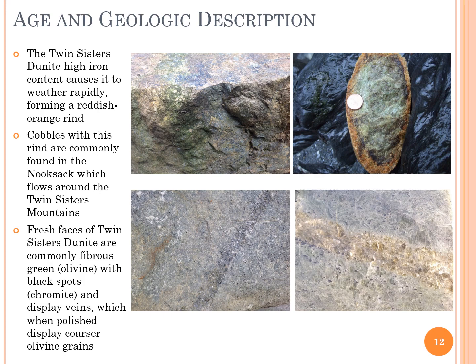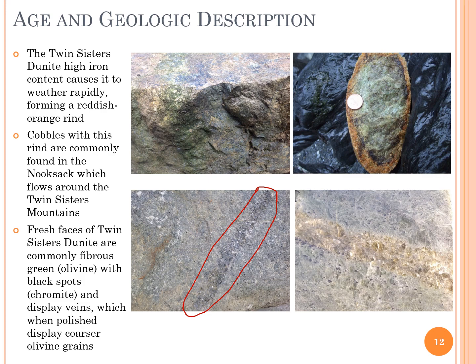Some of the fresh faces of the Twin Sisters Dunite, by a fresh face, I just mean something that's been recently broken away from a weathered outcrop, you can oftentimes see the fibrous green olivine and black spots, the chromite minerals. And also, in certain cases, these Dunite specimens will contain fractures, and those fractures will fill in with 100% olivine, which will crystallize more slowly. And as it cools slowly, these crystals become bigger.